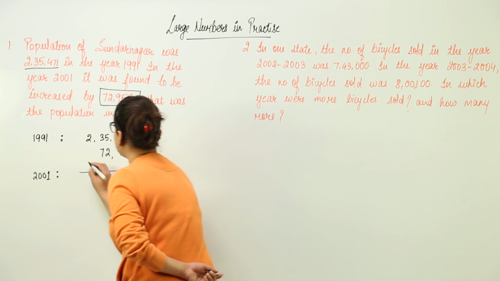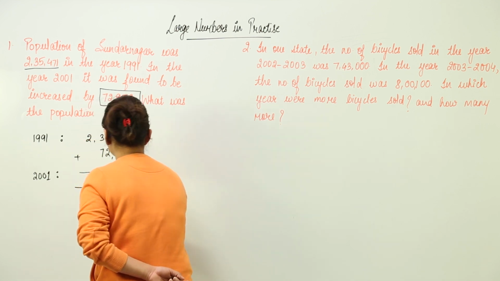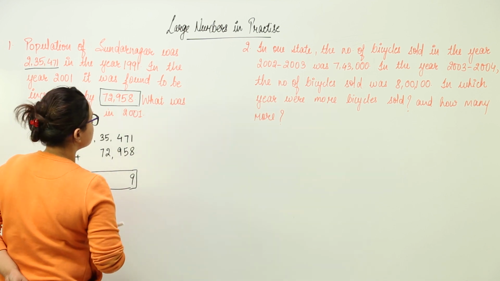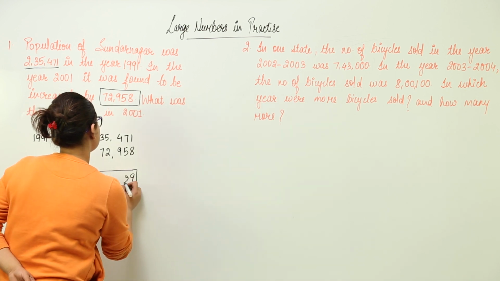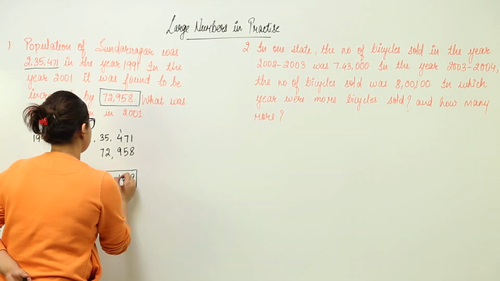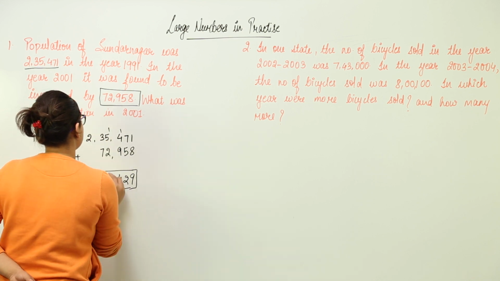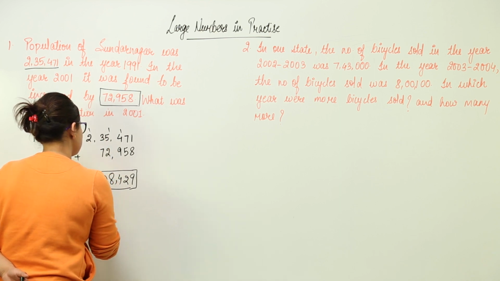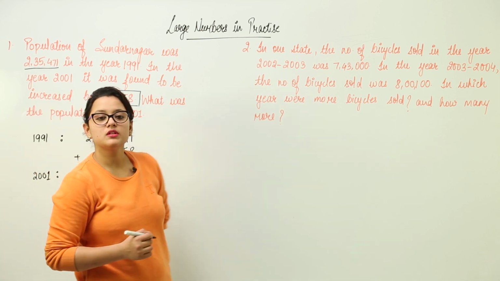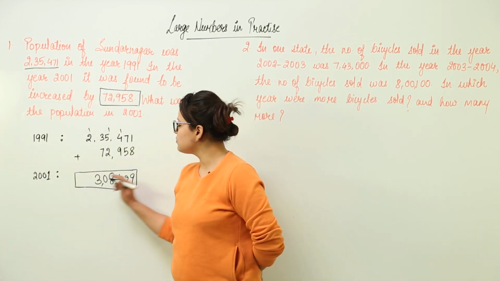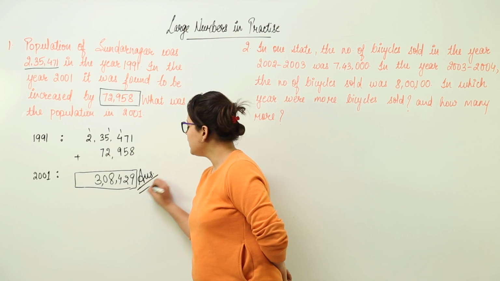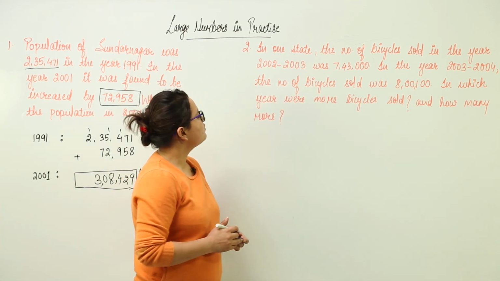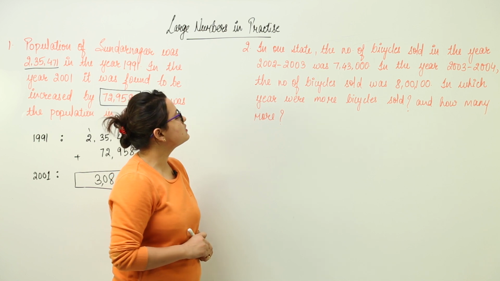and after adding you would get a value as 8 plus 1, 9, 7 plus 5 makes 12, 1, 9, 10 and 4, 14, 1, 5, 6, 7 and 1, 8, then 7, 8, 9 and 10. So you have this. That means the population of Sundarnagar in the year 2001 is 3,08,429.